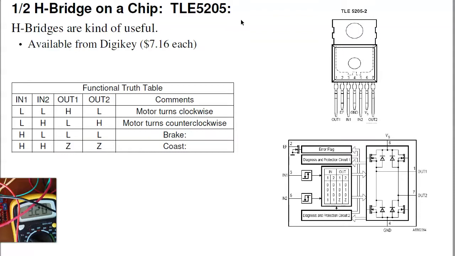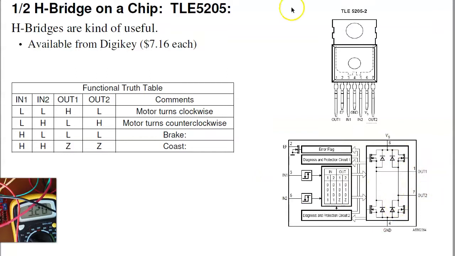H-bridges are kind of useful, so not surprisingly, you can buy ready-made H-bridges. For example, a TLE5205 is an H-bridge on a chip. It's actually half an H-bridge on a chip. That's $7 on DigiKey, and you've got 2 binary inputs, and that drives your output.